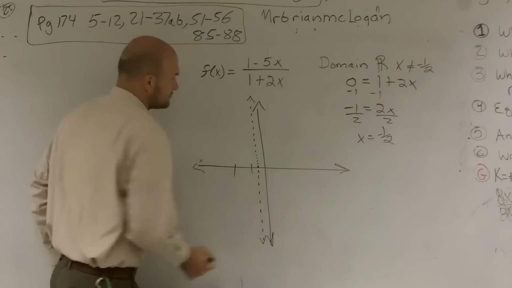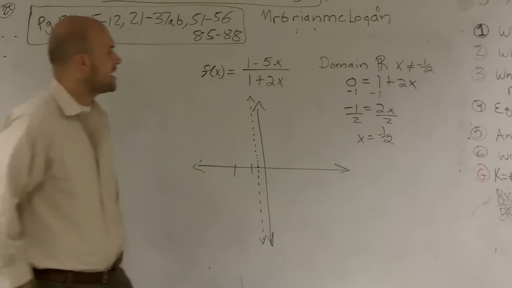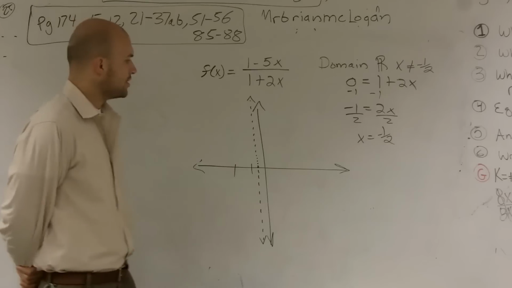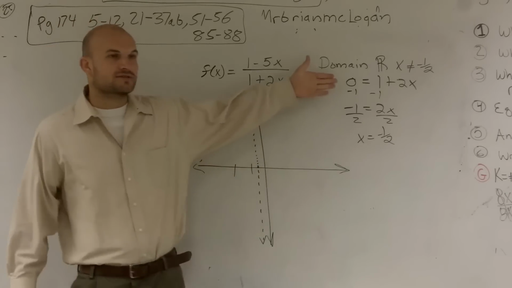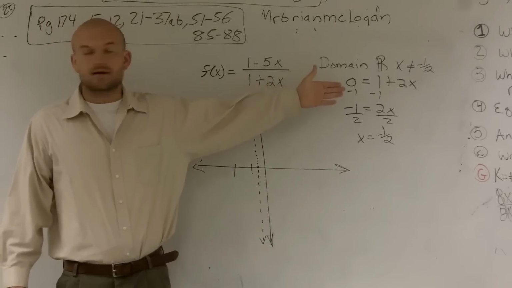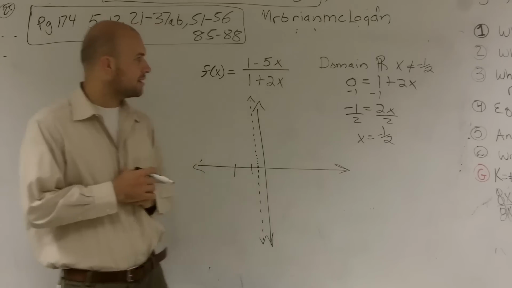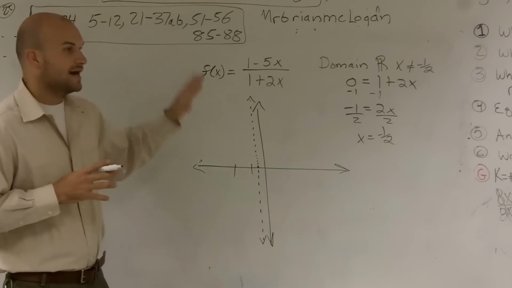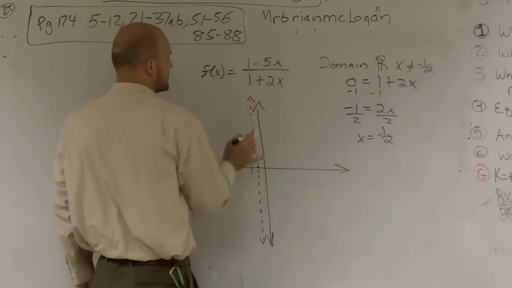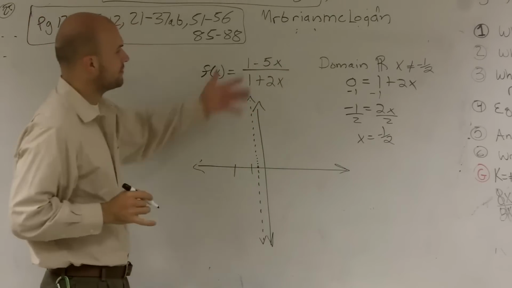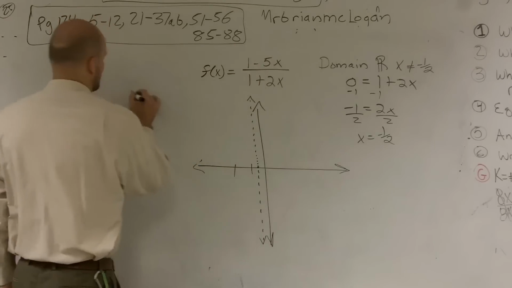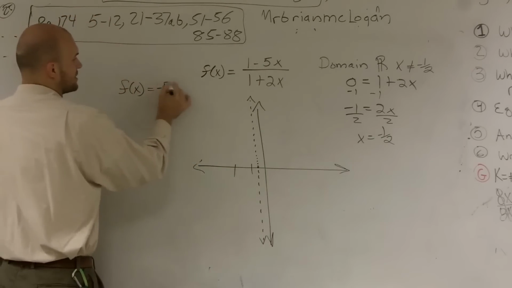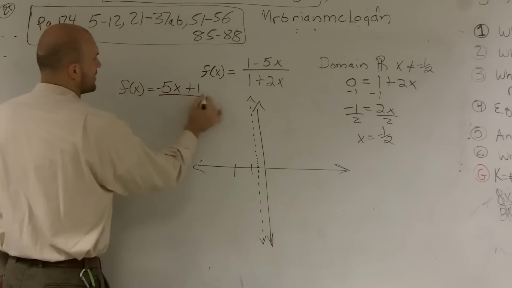Now I need to figure out what my horizontal asymptote is. Your vertical asymptote is pretty much the zeros of your bottom polynomial. To find the horizontal asymptote, I need to take a look at the degrees of the leading terms of each polynomial. What I'm going to do is rewrite this polynomial as leading coefficient, or my leading terms, in front of each other.